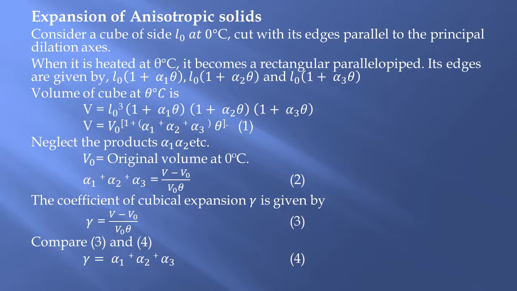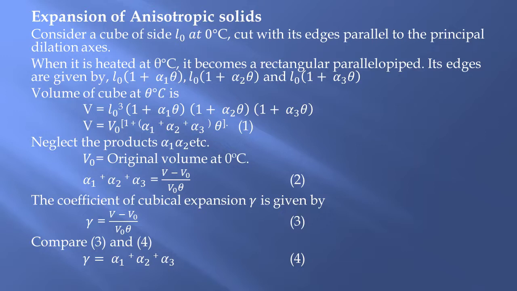Now the volume of the cube at theta degrees Celsius is V is equal to L0 cube into 1 plus alpha 1 theta into 1 plus alpha 2 theta into 1 plus alpha 3 theta. L0 cube can be written as V0. So V is equal to V0 into 1 plus alpha 1 plus alpha 2 plus alpha 3 into theta. Now we can neglect the products alpha 1 alpha 2, alpha 2 alpha 3, alpha 3 alpha 1. So now V0 is nothing but the original volume of the crystal at 0 degrees Celsius.